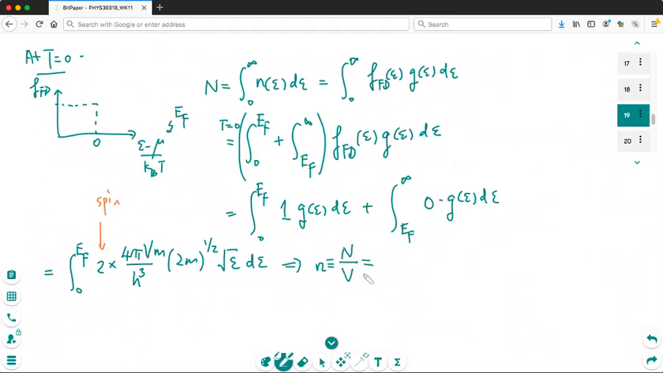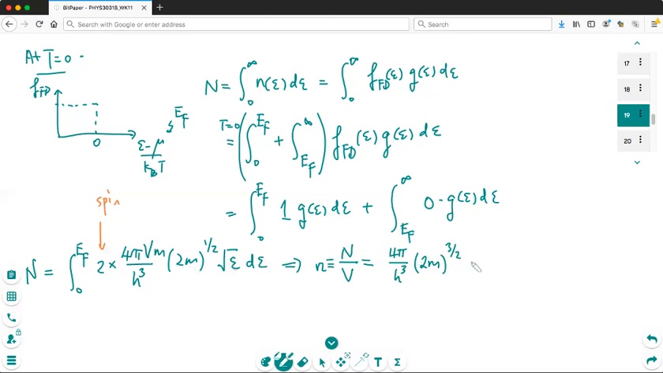Okay, so what do I have? I will have 4 pi divided by h cubed, Planck constant, and then I have this 2m. That V goes to the other side. This is N, this is big N. So V goes to the other side, this 2m I combine with this. So I have 2m, another 2m here, so I have 2m to the power of 3 halves.